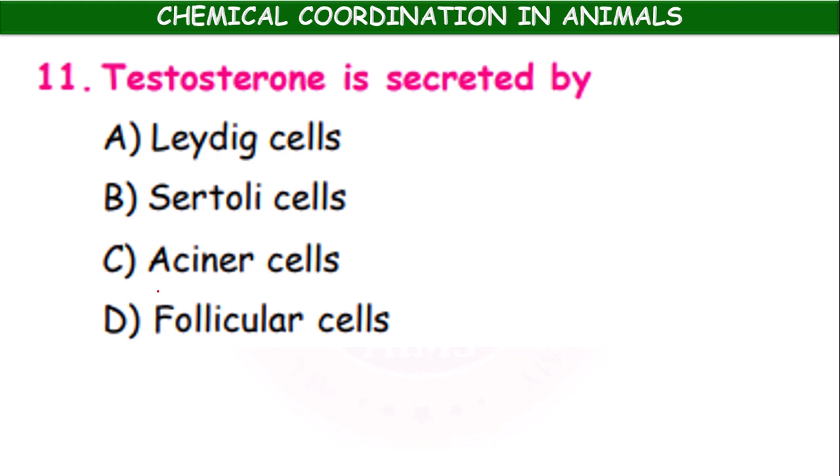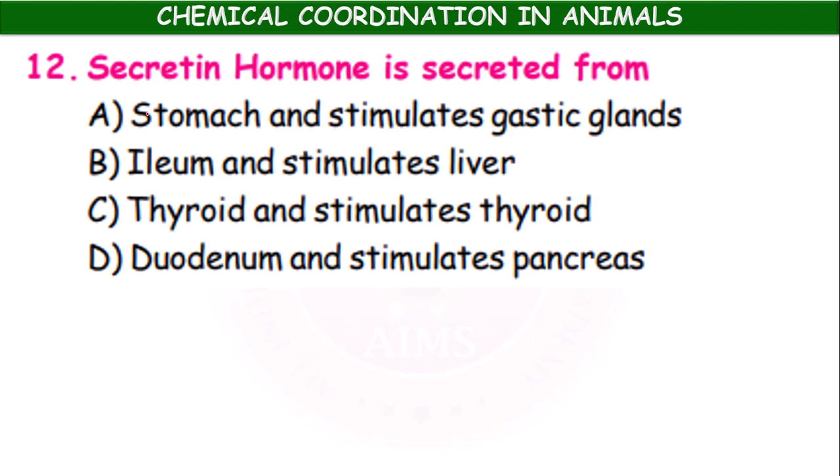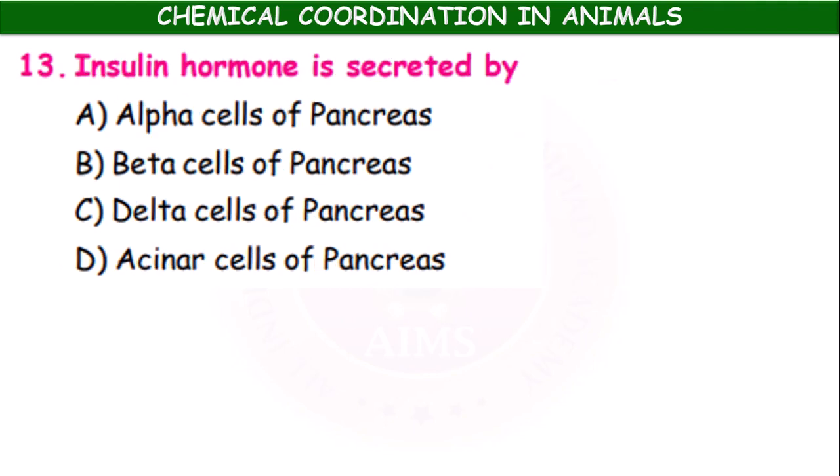ACTH means adrenocorticotropic hormone. Next, testosterone is secreted by Leydig cells, Sertoli cells, acinar cells, follicular cells. Leydig cells of the testis produce or secrete testosterone hormone. Secretin hormone is secreted from the stomach and stimulates gastric glands, ileum, liver, thyroid, duodenum, and pancreas. It is produced by the duodenum and stimulates the pancreas.